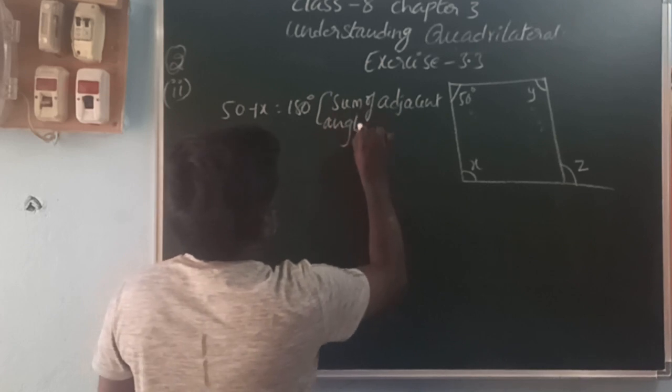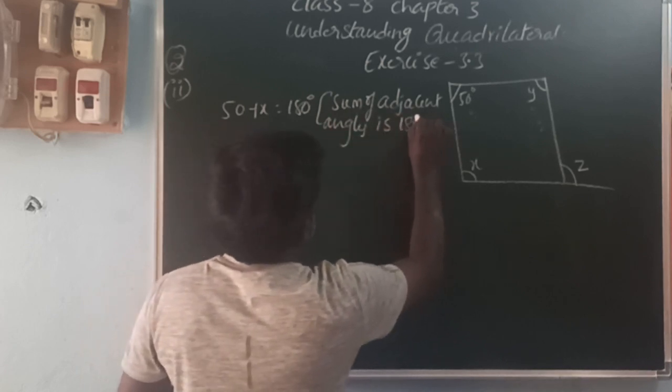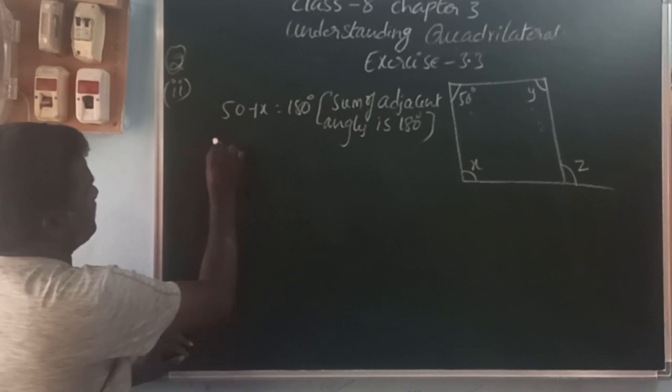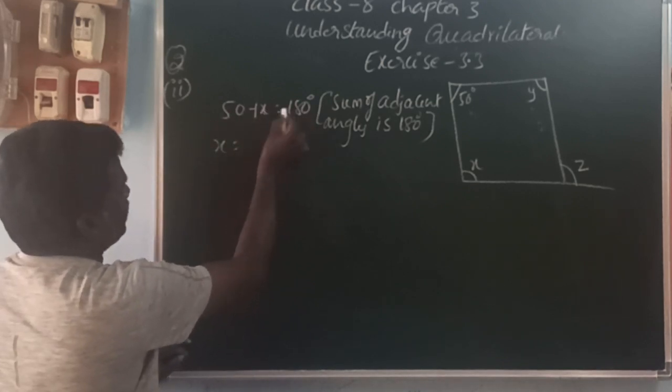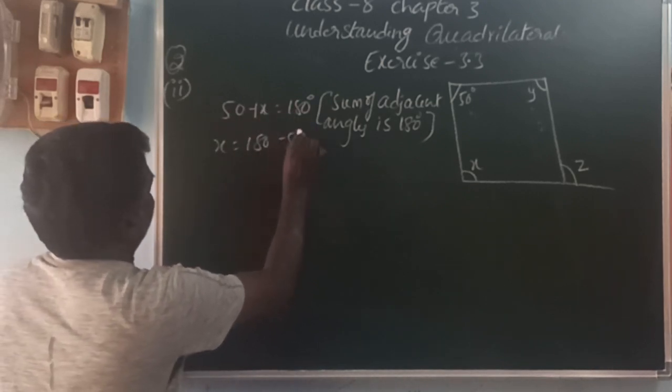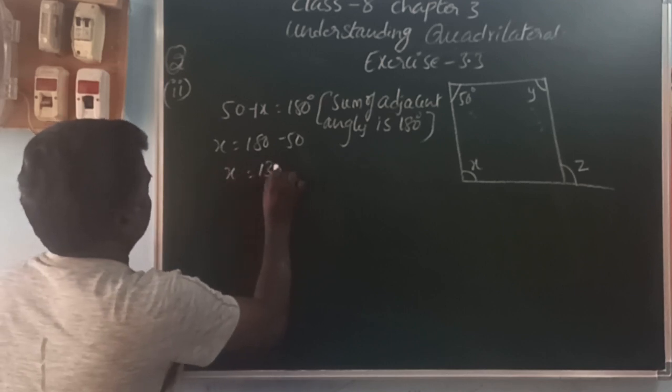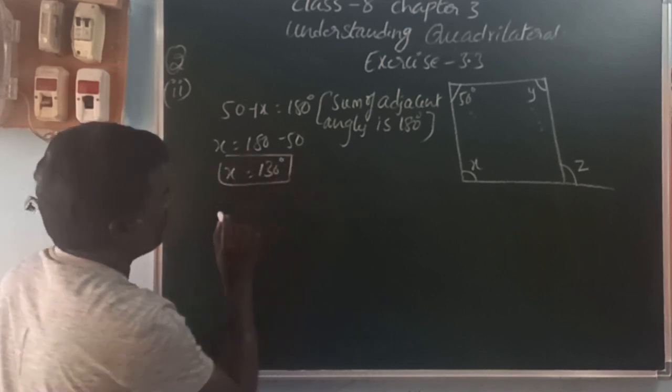Adjacent angles sum to 180 degrees. So x plus 50 is equal to 180. x is equal to 180 minus 50. x is equal to how much? 130.